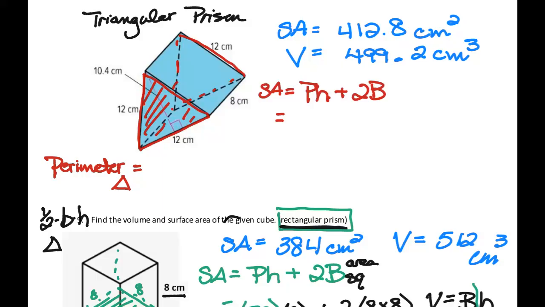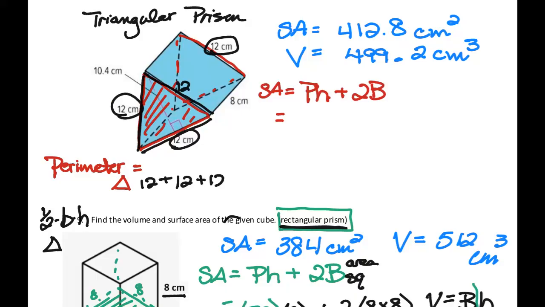So I'm looking at the bottom, that's 12, plus I'm looking at this side, which is parallel to this. Well, that side is also 12. And this side down here is also 12. So the perimeter is 12 times 3, or 36.